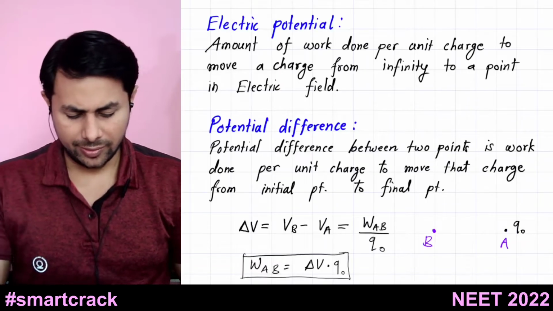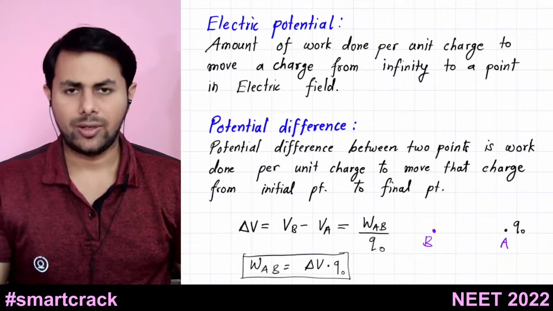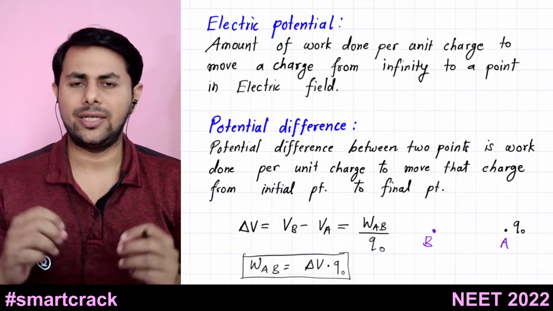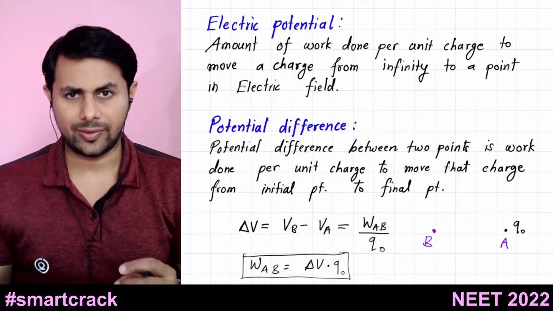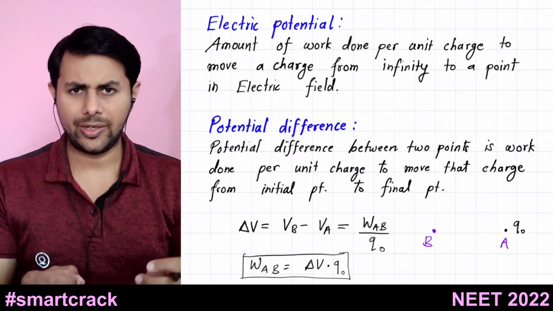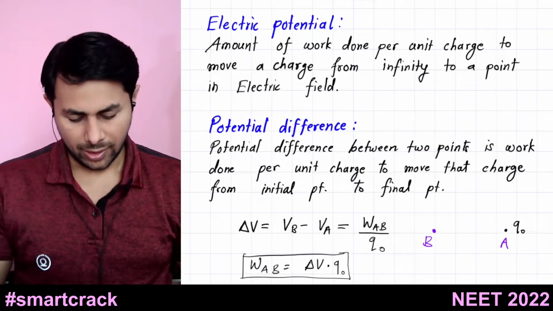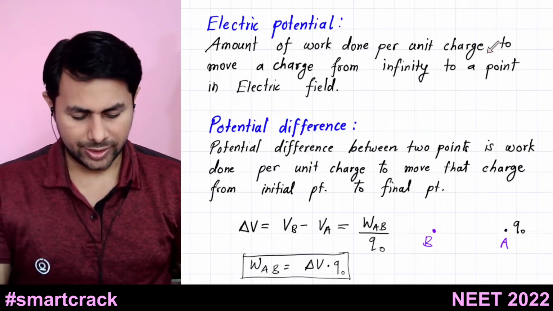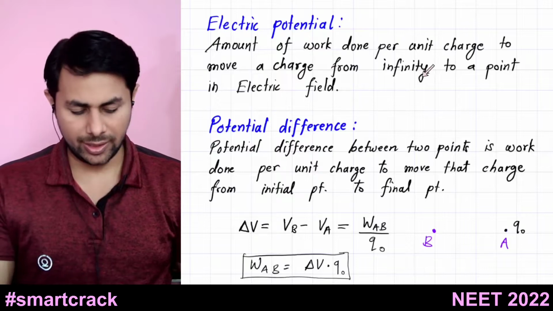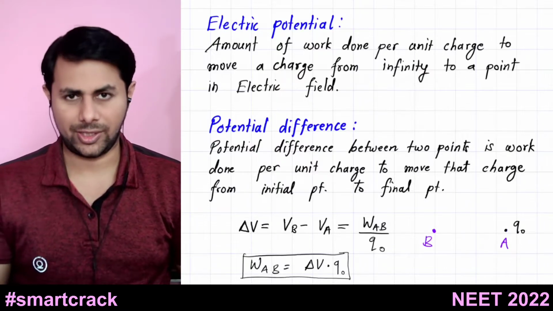So let's begin. What is an electric potential? Electric potential is defined as the amount of work required to be done to bring a unit charge from infinity and keep it at some point in an electric field. So the amount of work done per unit charge to move a charge from infinity to a point in an electric field is the electric potential.